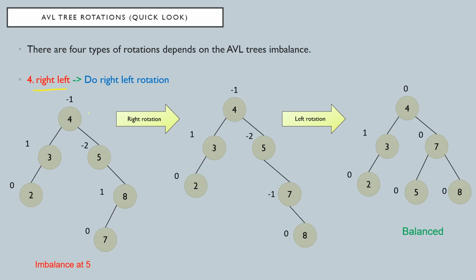The last case is the right-left case. So this is the invalid value. So this is right, this is left. So again, the exact same thing. First you perform a right rotation over here, so it will make 8 go this side and 7 go this side, something like that. And you must perform a left rotation over here, so it will make 7 go upside, 5 go downside, and 8 go upside. So it will get balanced again.